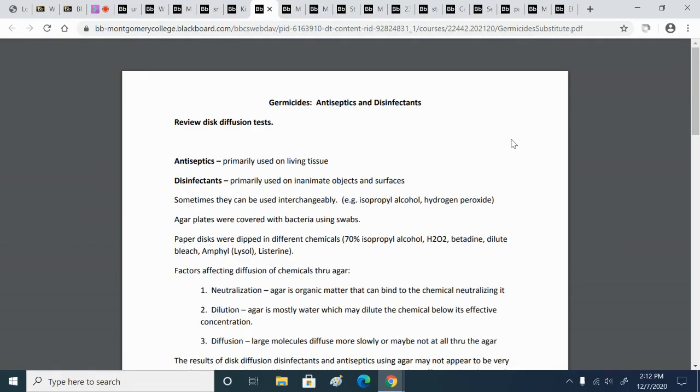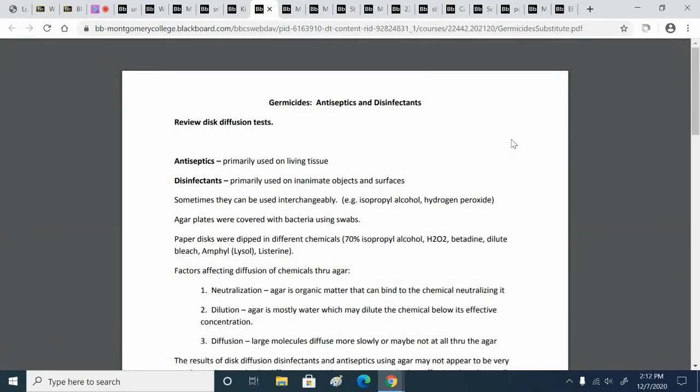The reason why is neutralization, dilution, and diffusion. Agar is organic matter, so it's possible for a chemical agent to bind to the agar and be neutralized. Agar is also mostly water, so your chemical agent may be diluted below its effective concentration. And large molecules have difficulty moving through the agar; they don't diffuse well. Because of these three problems, your zone of inhibition may not have been very good at all, even though all these chemicals are very effective at killing microorganisms.